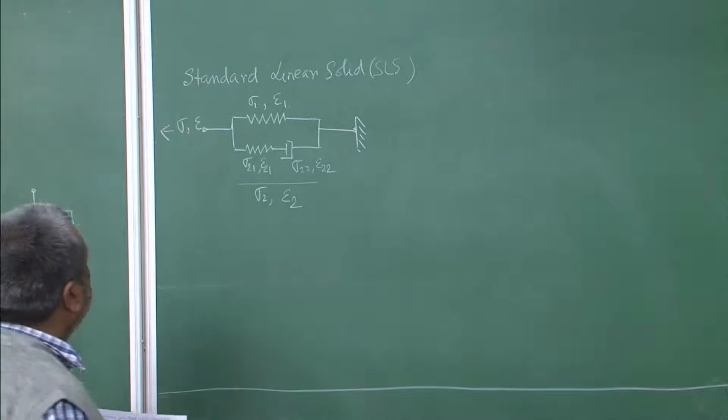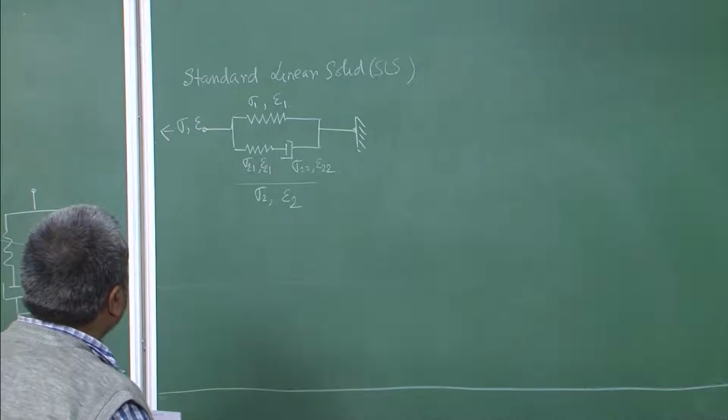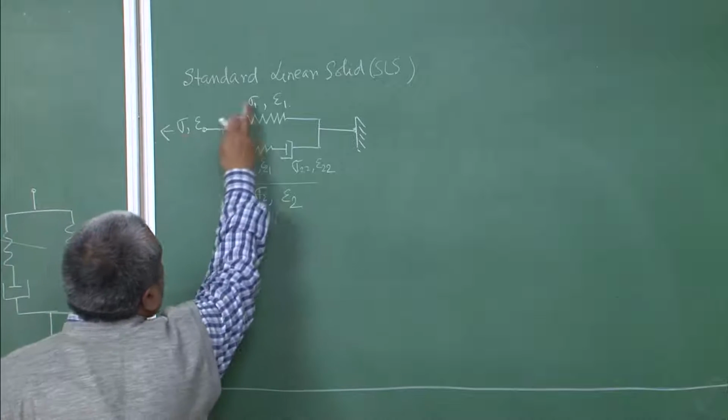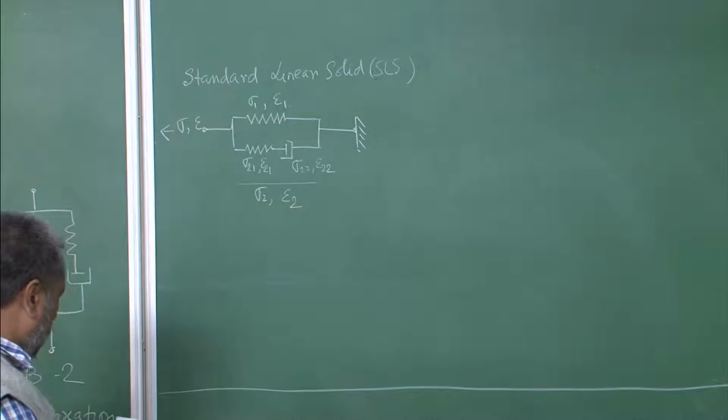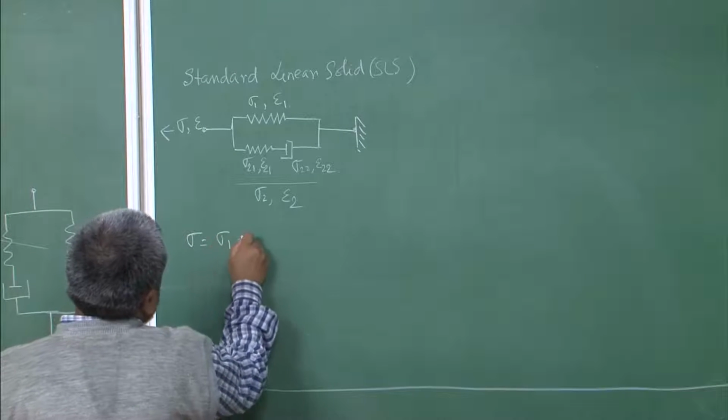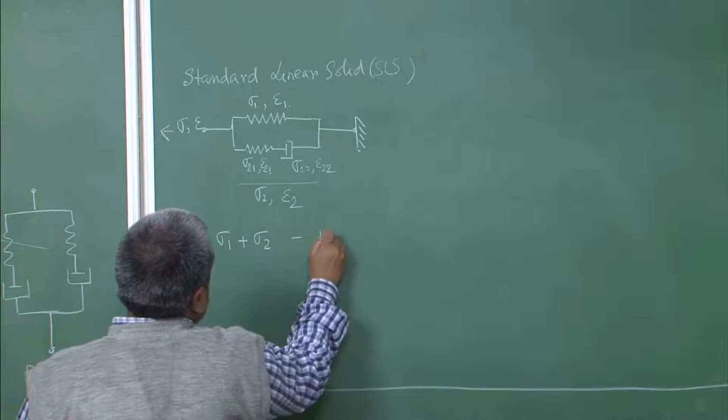So, let us quickly see what are the relationships that we can get from here. First of all is that this sigma is actually sigma 1 plus sigma 2. So, we can write it down that sigma, by studying this, is sigma 1 plus sigma 2.